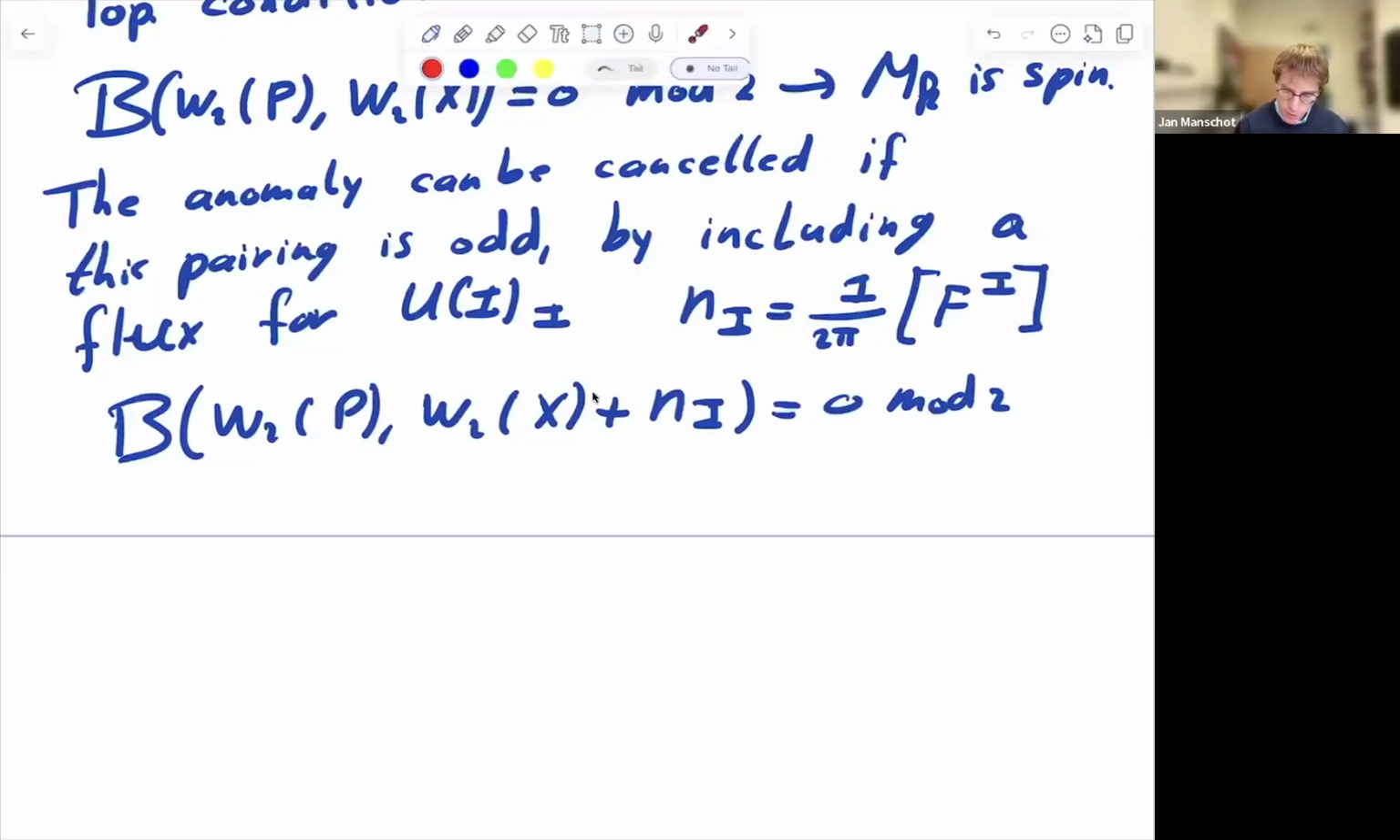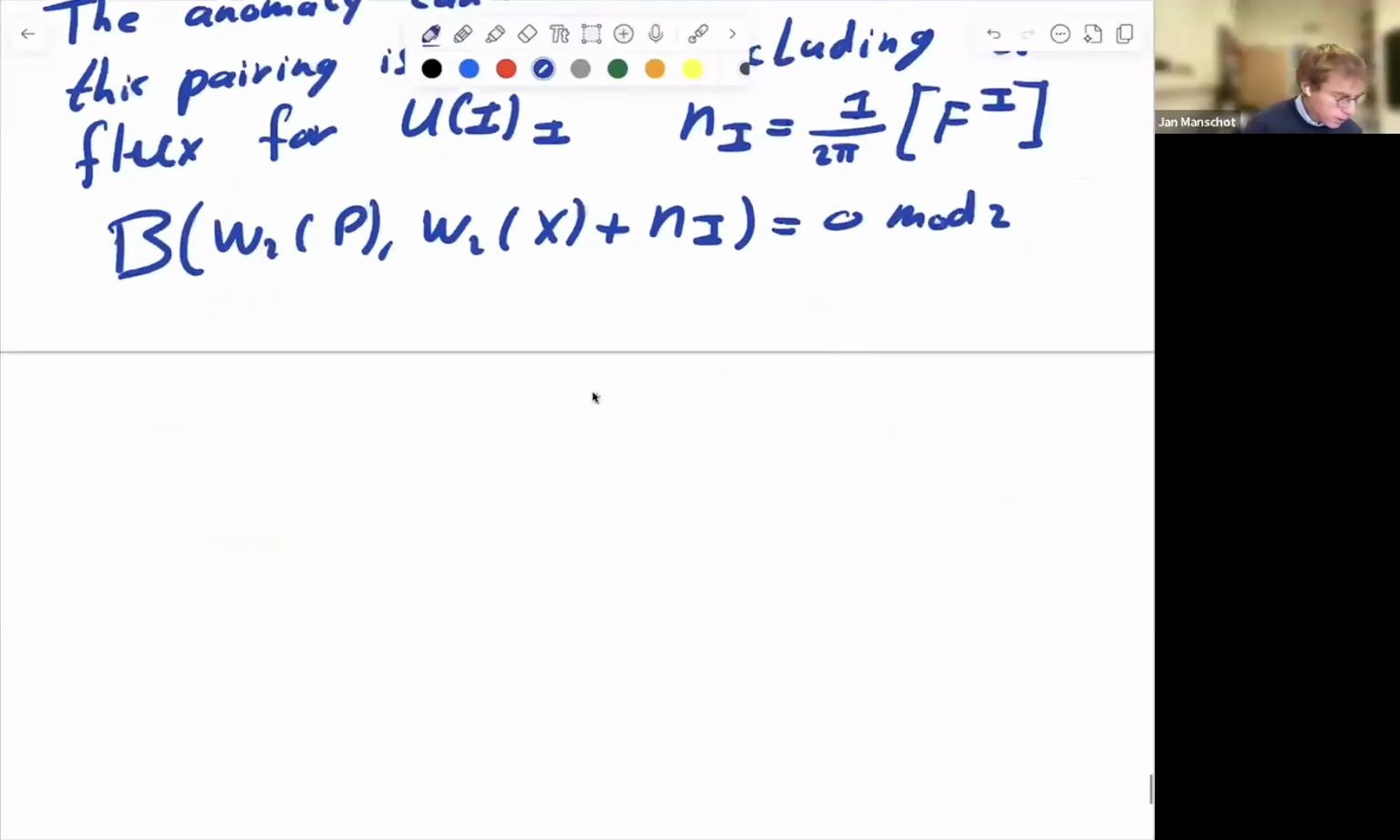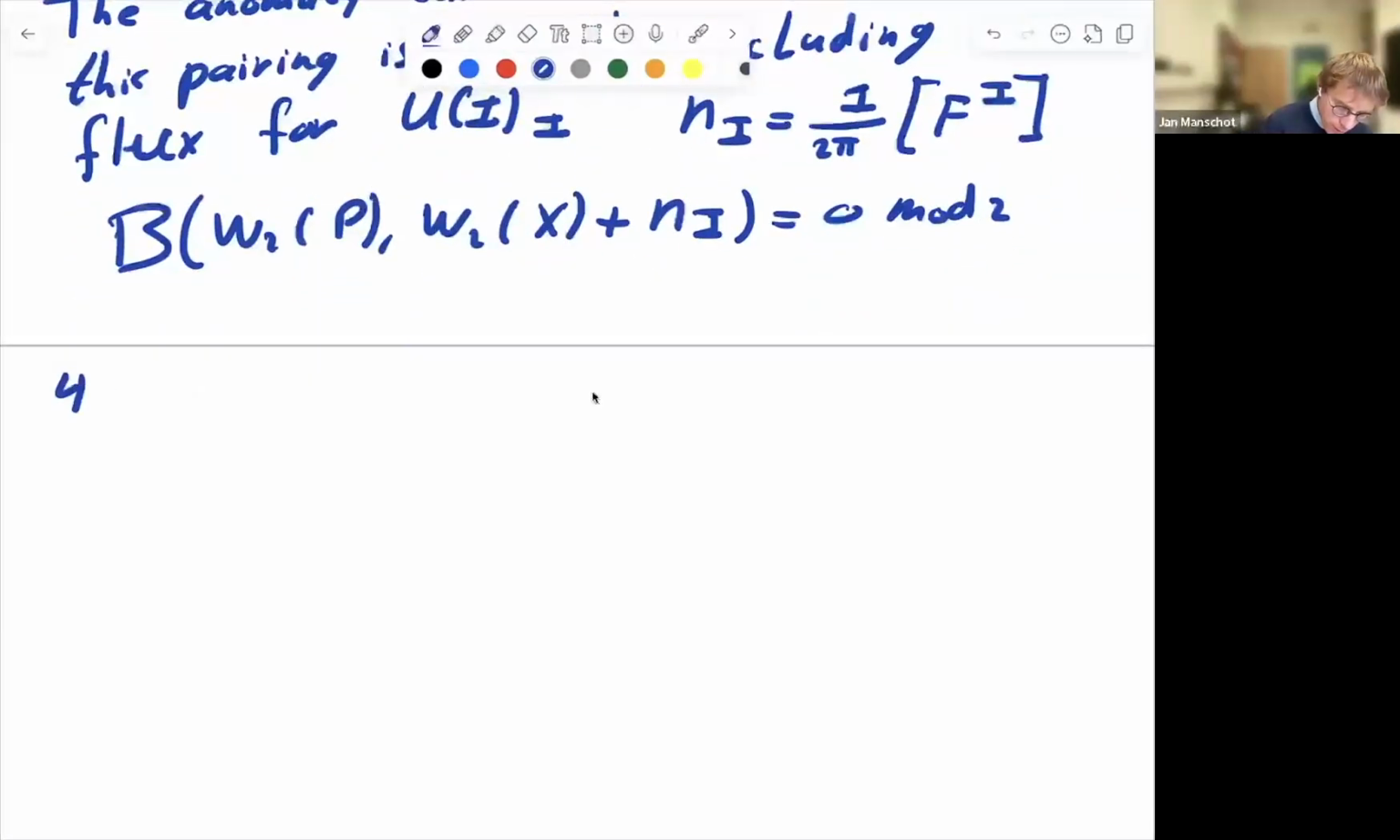So if we turn on this flux, this will also induce a bundle over the moduli space of instantons. In particular, it will induce the appropriate spin C structure so that our fields are well-defined, even if MK is not spin itself. Okay, then we continue with the four-dimensional perspective.